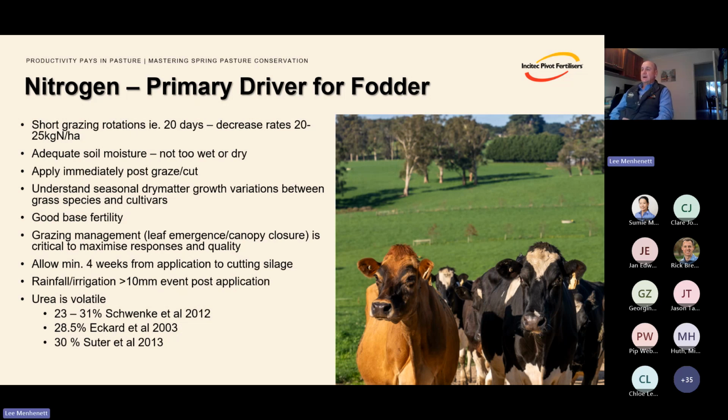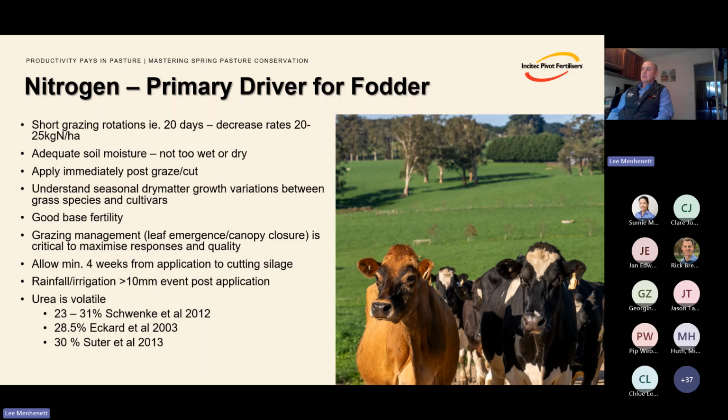We want to be applying nitrogen as soon as we cut or graze that pasture. Every day we delay the nitrogen application, we will be reducing the nitrogen response by 1%. So if you delay that response of N getting into the system by 7 days, you're going to reduce the N response by 7%. And we need to understand the differences in growth habits of different species and cultivars.